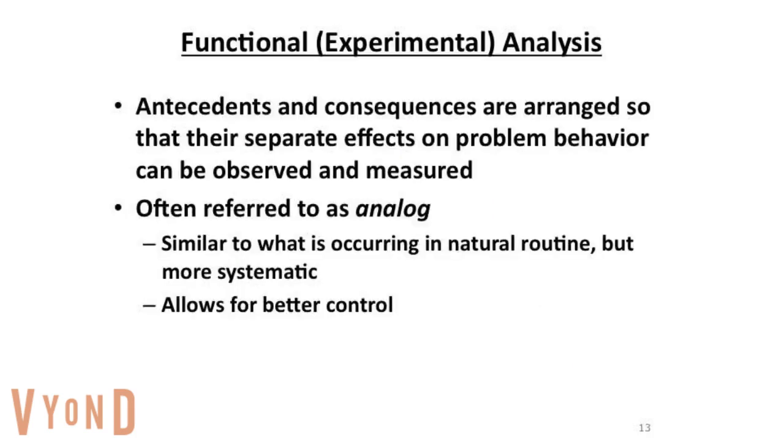So a functional analysis or a functional experimental analysis, again, often referred to as analog, is when antecedents and consequences are arranged so that their separate effects on the problem behavior can be observed and measured. So we'll talk about how you conduct one in just a few slides. But again, it's similar to what's occurring in the natural environment, but when it's set up this way, it's more systematic, and then it allows for better control for your assessment.